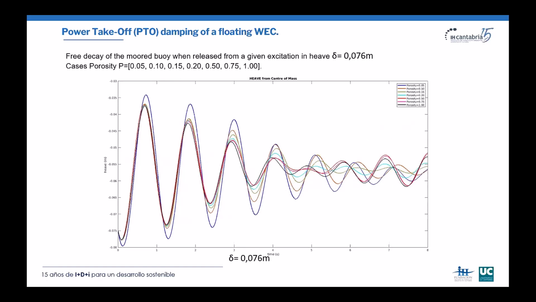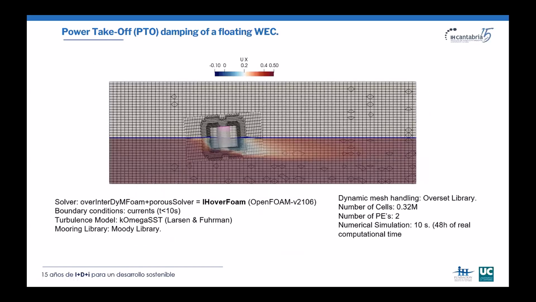The air can flow through the PTO, to 0.05, which means that the PTO is almost closed, so the water cannot flow inside. And as expected, we are having different oscillations with different periods because we are changing the physics of the device. Then, for this wave energy converter, we can impose interaction with currents as we have done in the past.